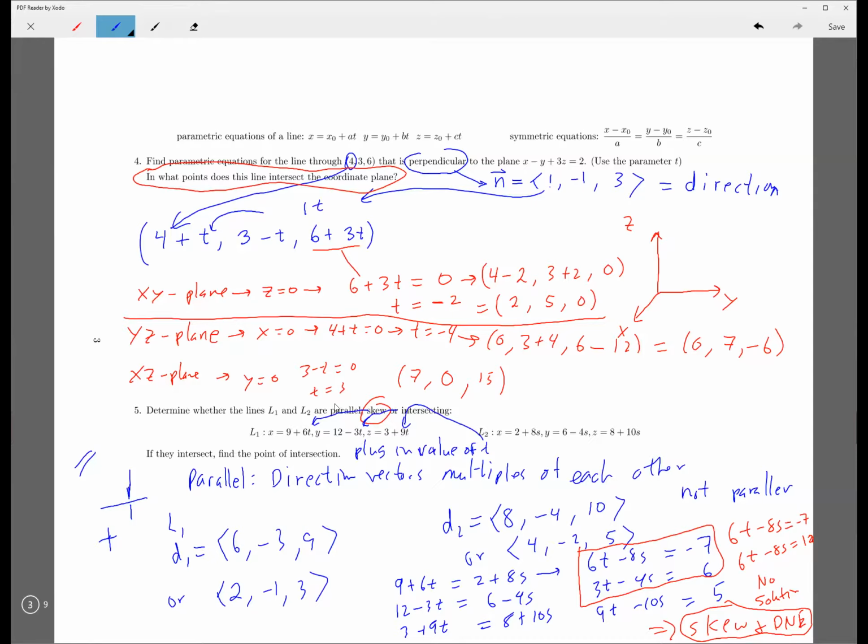In the end, you'll get a value of s and a value of t. If you plug the value of t into there, you should get the right answer, or if you plug the value of s into here, you should also get the right answer. Either way, those should be the same, so that's the way you can double check yourself if you wanted.